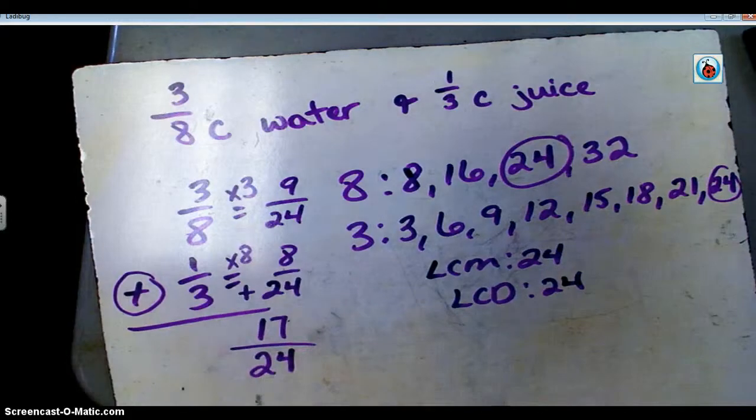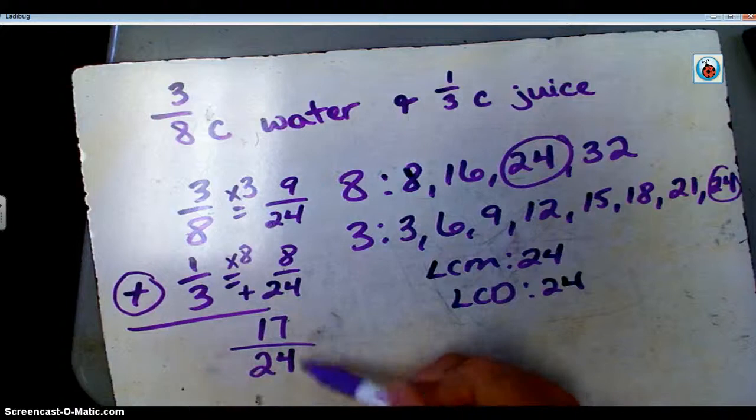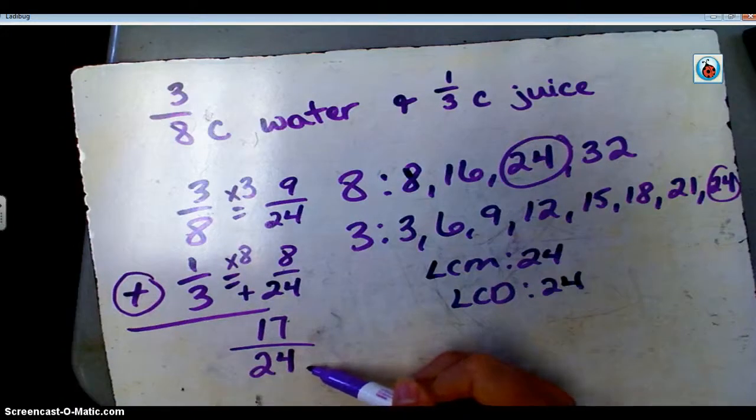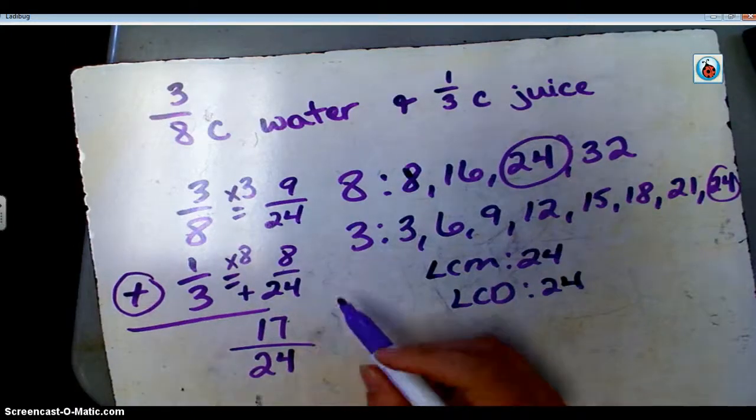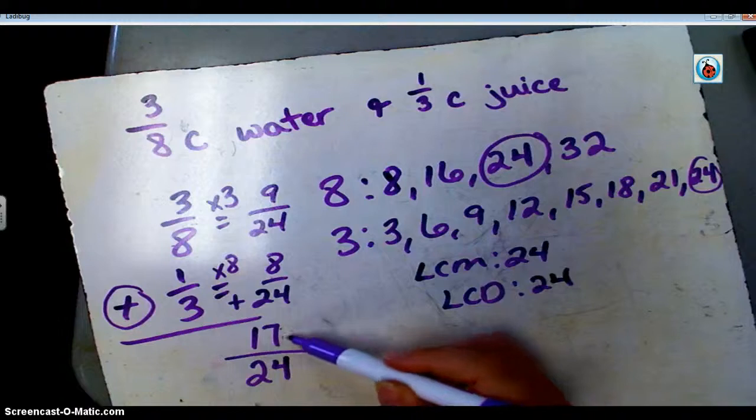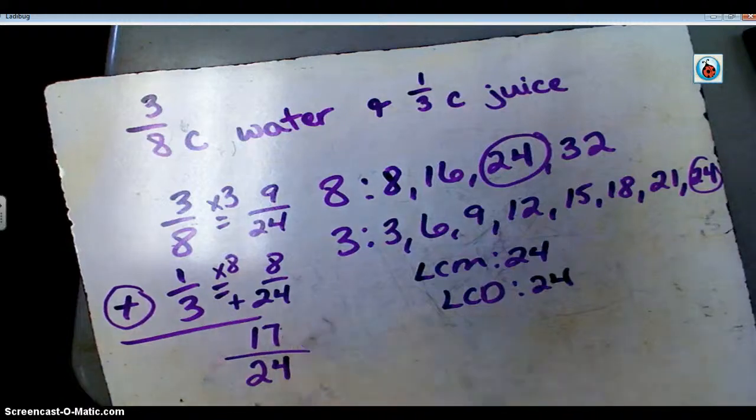17/24. Can I simplify? No. Is this number prime? No. But is this number prime? Yes. Which means that no number goes into 17 that also goes into 24 except for 1.